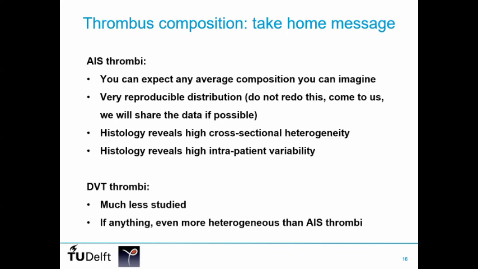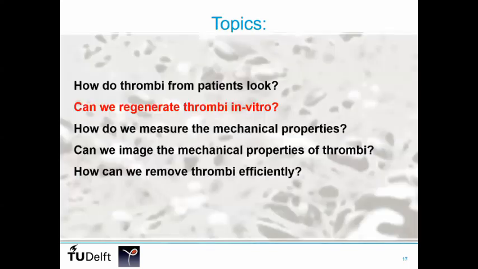Of course, the conclusions are obvious: high cross-sectional heterogeneity, high interpatient variability, and DVT thrombi even less studied and even more heterogeneous than the AAS thrombi. Okay, getting the patient data is difficult.